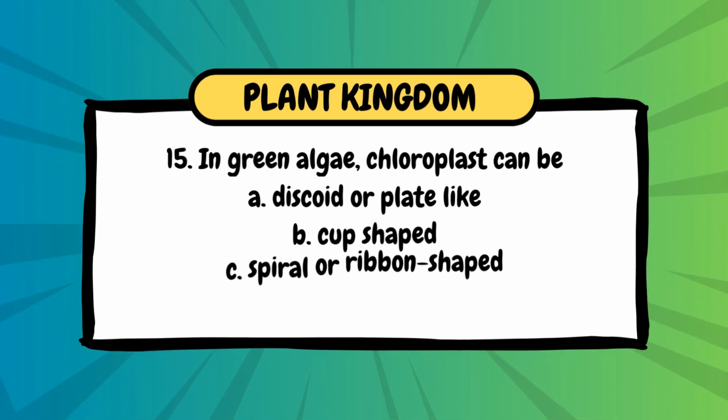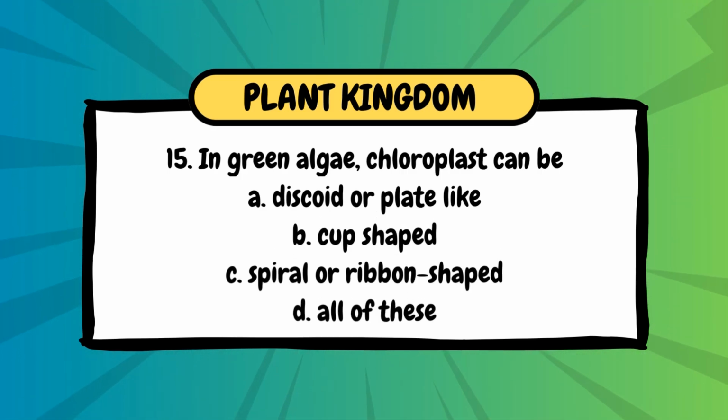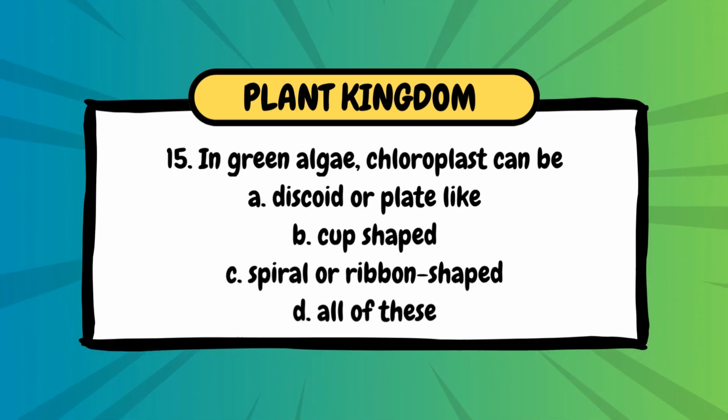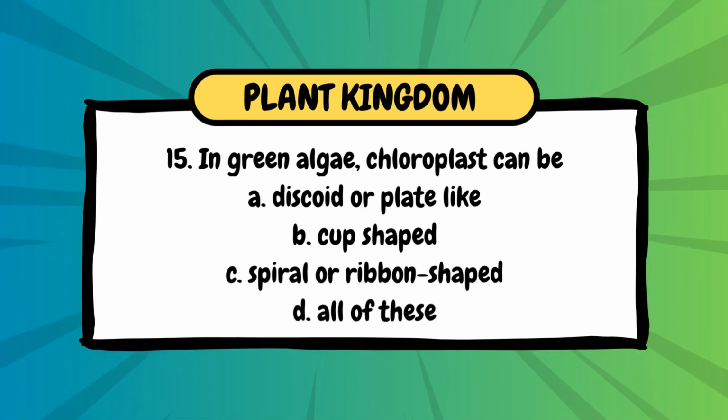15. In green algae, chloroplast can be A. Discoid or plate-like, B. Cup-shaped, C. Spiral or ribbon-shaped, D. All of these.